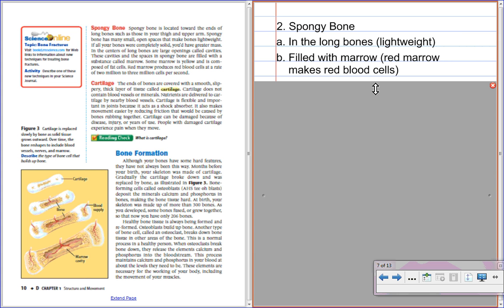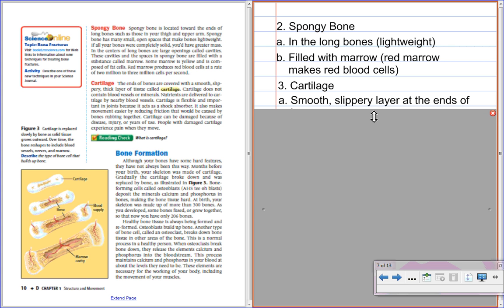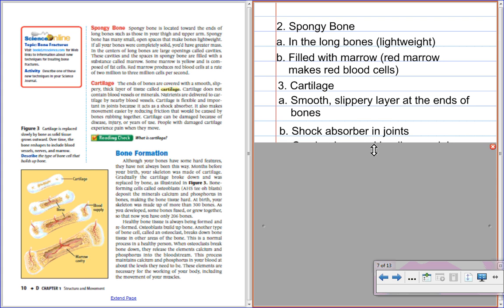Okay, so cartilage is very important for our comfort to protect the ends of bones. Smooth, slippery layer at the ends of bones. Okay, cartilage also acts as a shock absorber in joints. Okay, it's rubbery, so if you are to bounce, the joints kind of gently bounce against each other.